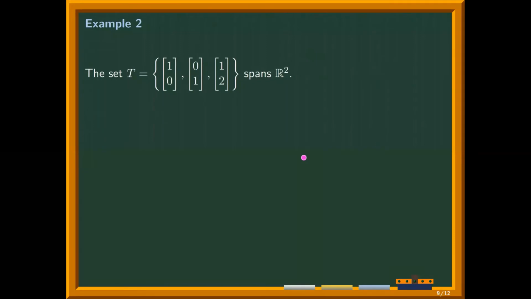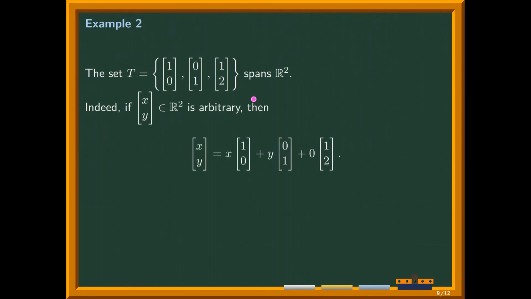Let's do another example. In the same vector space R2, consider the set T with elements as shown. Does this set span R2? Again, we take an arbitrary vector in R2. We have to check whether or not (x, y) is a linear combination of these vectors. But indeed, it is a linear combination of the three, because (x, y) can be written as x times (1, 0) plus y times (0, 1) plus 0 times (1, 2). So this shows that T spans R2, or the span of T equals R2.